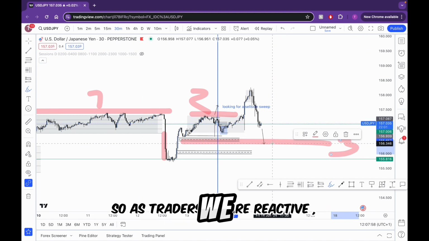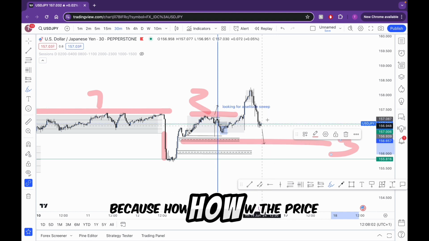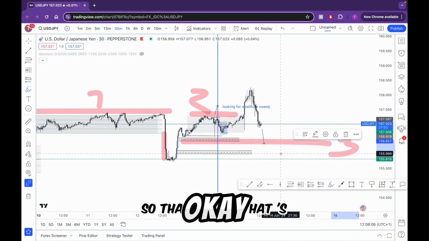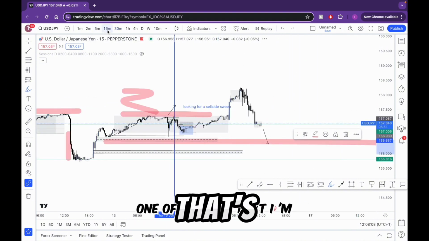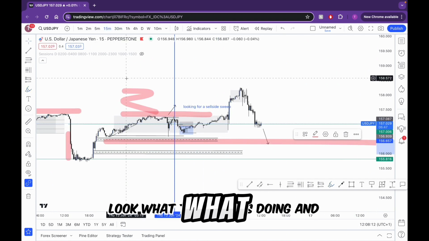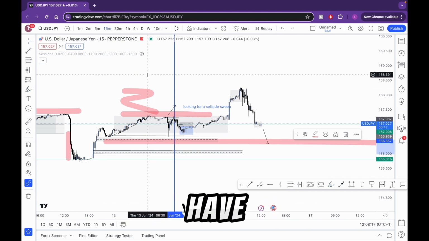So as traders, we are reactive, we're not predictive. That's why I haven't entered the sell, because how do I know the price is not going to go up to take more sell orders and then fall? Okay, so that's one of the tips that I'm going to give you guys. Do not be predictive but reactive. Look at what the price is doing and react based on the available tools that you have.